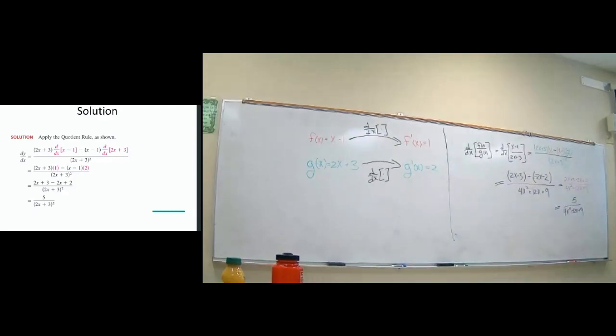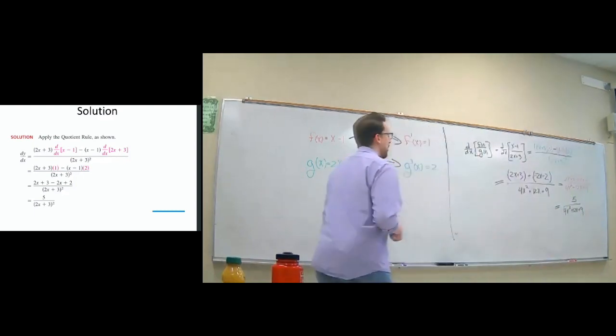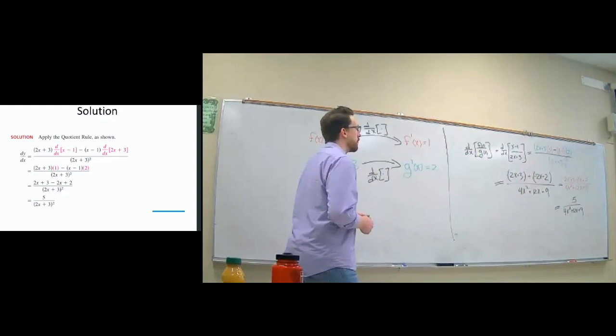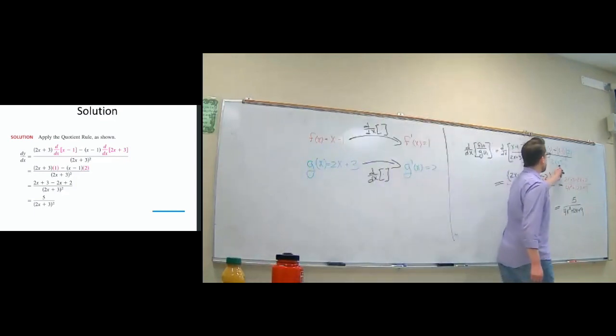So low d high minus high d low, divided by the square of what's below. And they just did squares down below. They just left it as a square. So let's see.